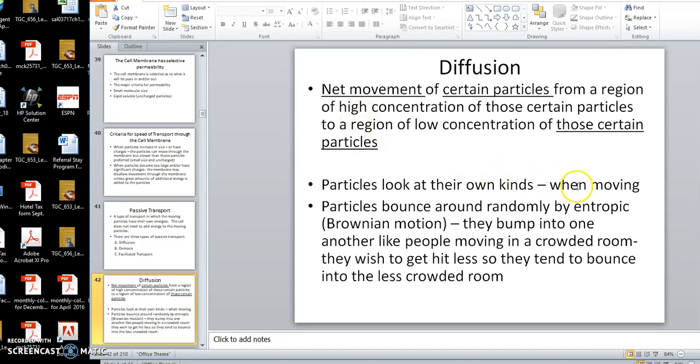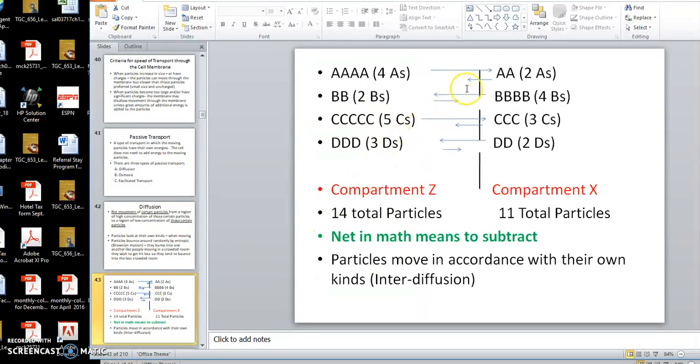I said particles look at their own kind. Particles bounce around by entropic motion, Brownian motion. They're random. Remember, the universe likes entropy. They bounce into one another like people moving in a crowd. So I made an example. Let's say this is a barrier right here. I have some A particles on this side, A's on this side, B's, C's, and D's. This is compartment Z, this is compartment X. I have 14 particles on this side total and 11 on this side.